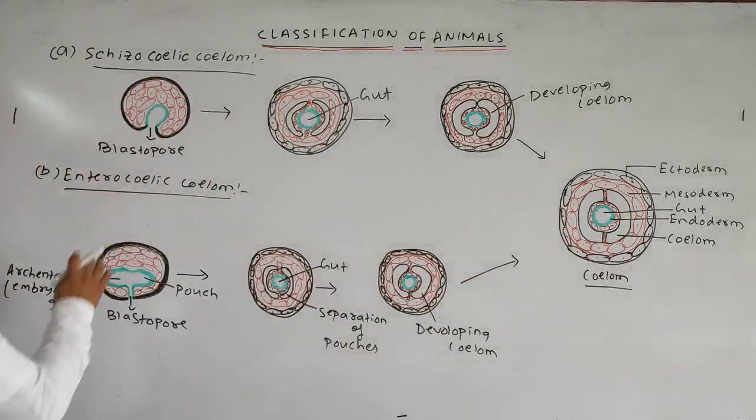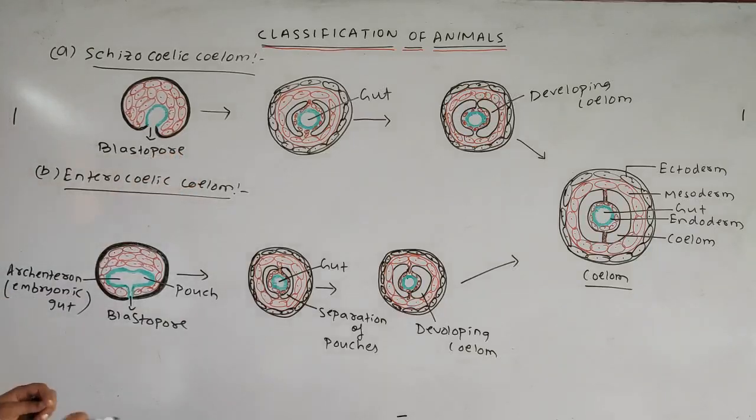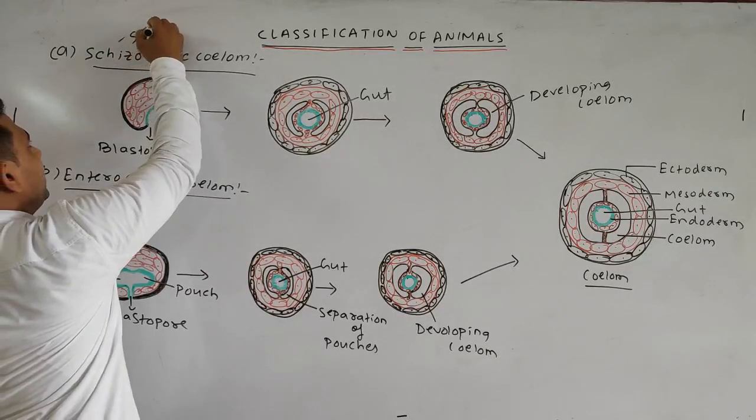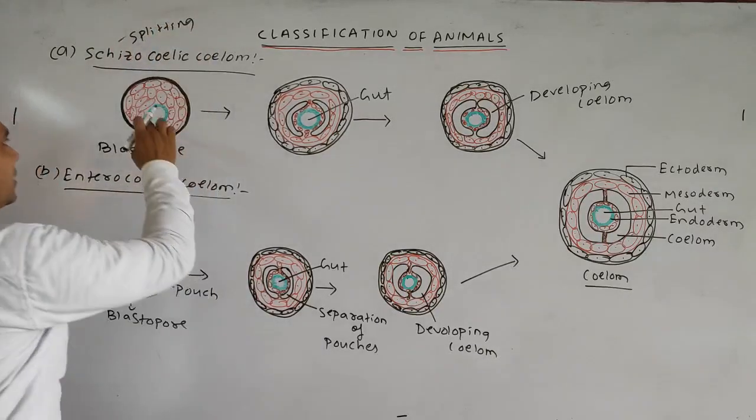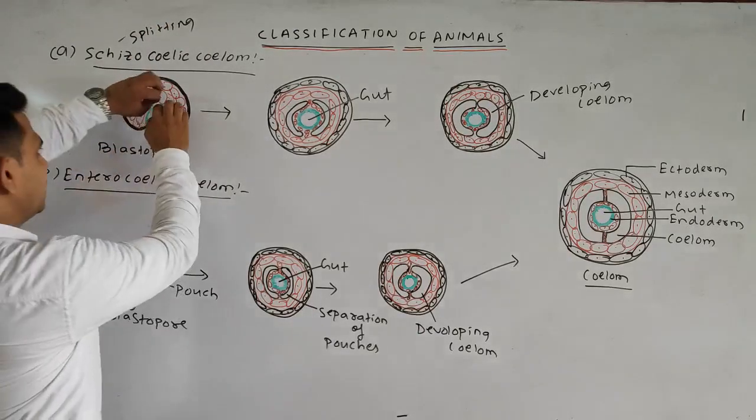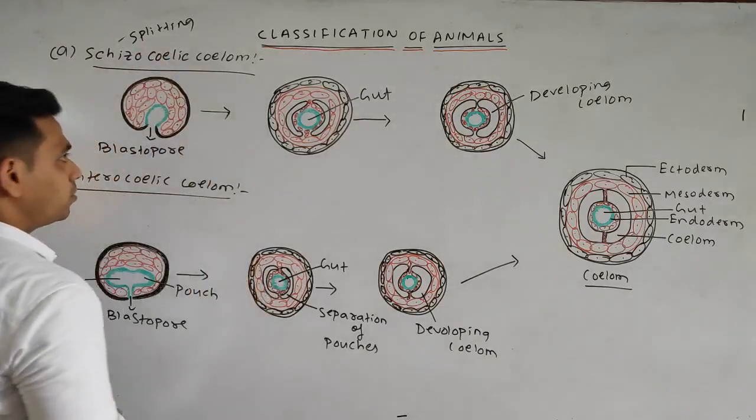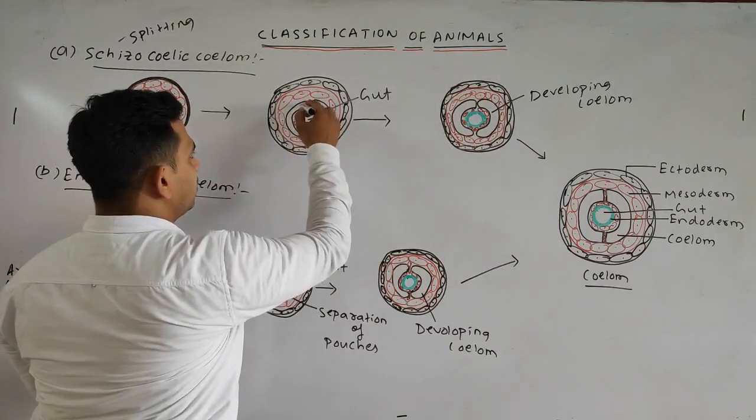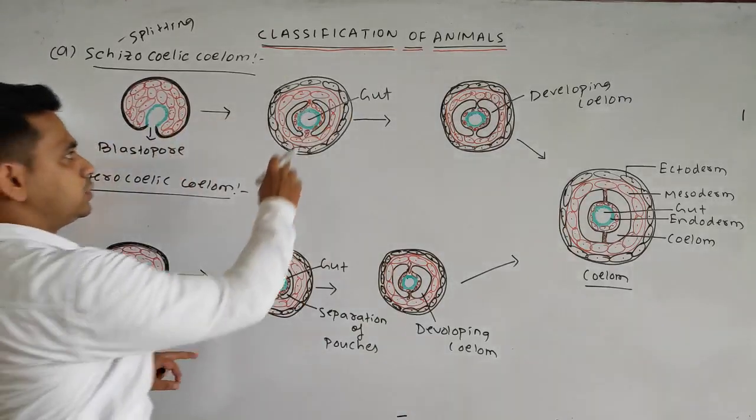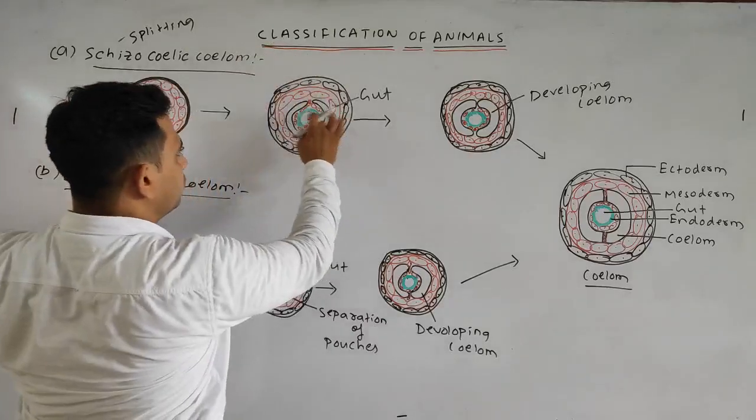So students, this happens in the embryonic stages. When the coelom is formed by schizocoely, meaning splitting, you can see these are the mesodermal cells. These mesodermal cells get split, and in this way the coeloms are developed, or a cavity is formed. This one is the gut, and the mesoderm is split to form the coeloms.